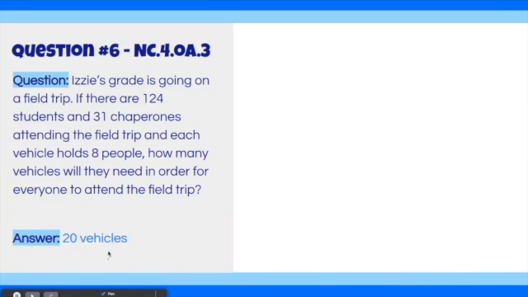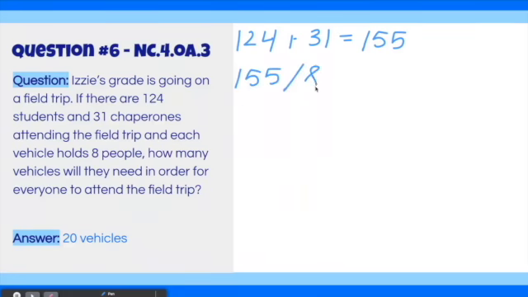Just like in the last question, there are multiple parts to this one. We'll first start off by finding the total number of people attending. The total number of people is the number of students, which is 124, plus the number of chaperones, which is 31. When you add 124 and 31, you get 155. So that's the total number of people attending. Now we know that each vehicle holds 8 people. To find the number of vehicles you need, we're going to divide 155 by 8. When you do that, you will get 19, with a remainder of 3 as well, because 155 is not divisible by 8.